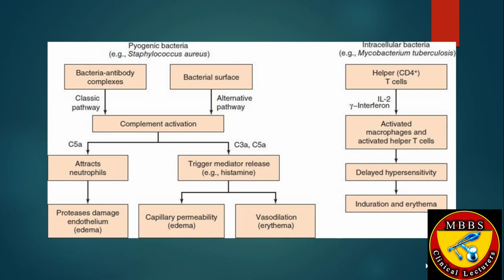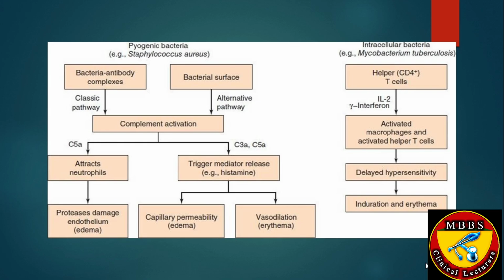In pyogenic bacteria, for example Staphylococcus aureus, the alternate pathway and the classical pathway of the complement system are activated. This can basically be due to the bacterial antibody complexes, or because of different types of bacterial proteins present on the bacterial surfaces.